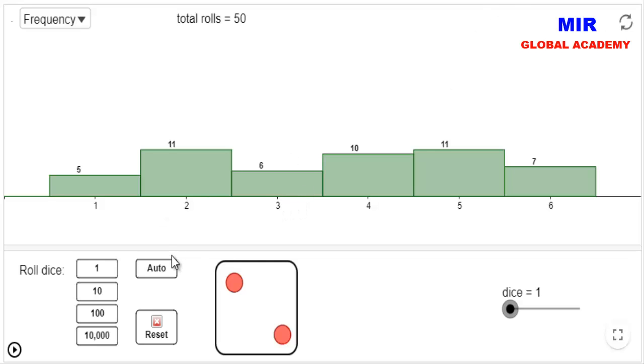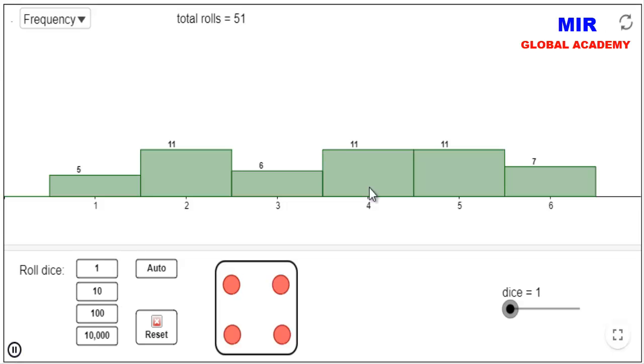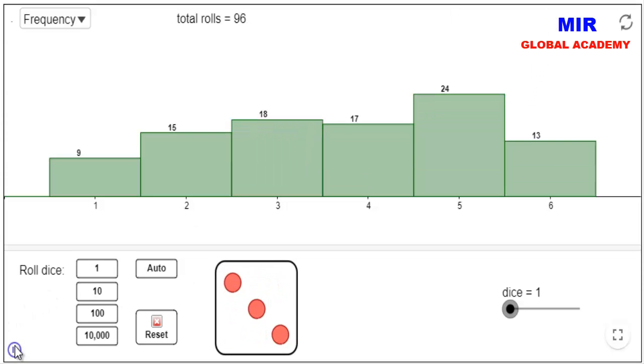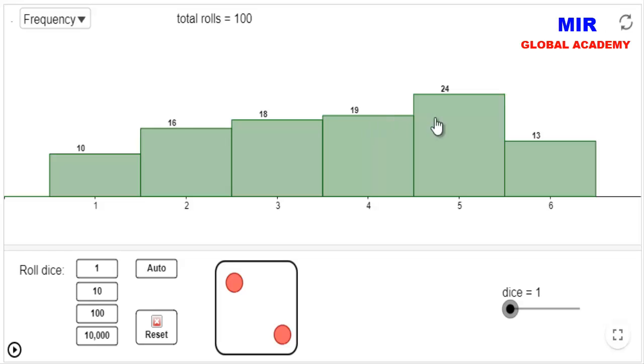Let's repeat this experiment for the next 100 times. So out of 100, you can observe that some of the bars are equal in length, equal in height, but still some of the bars have height lesser than the rest of the bars. So the probability of every outcome is not the same right now.